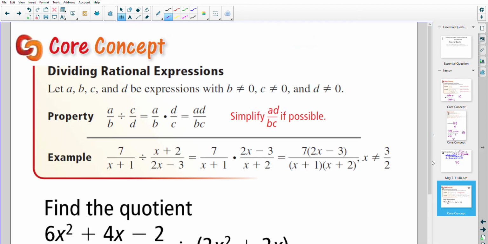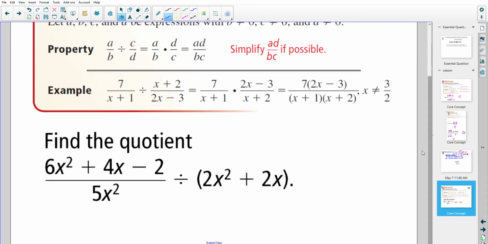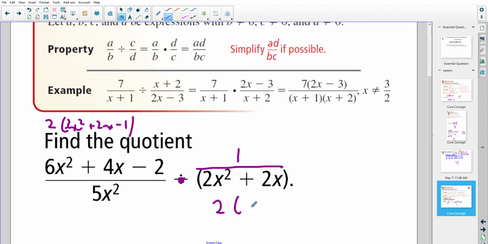And you can also divide certain problems. So on the top again, I'm going to go ahead and try to factor that. Well, I can pull out a 2 first of all. So it becomes 3x squared plus 2x minus 1. And then on this side, I can multiply by 1 over that, which means it's 1 over 2x times x plus 1.